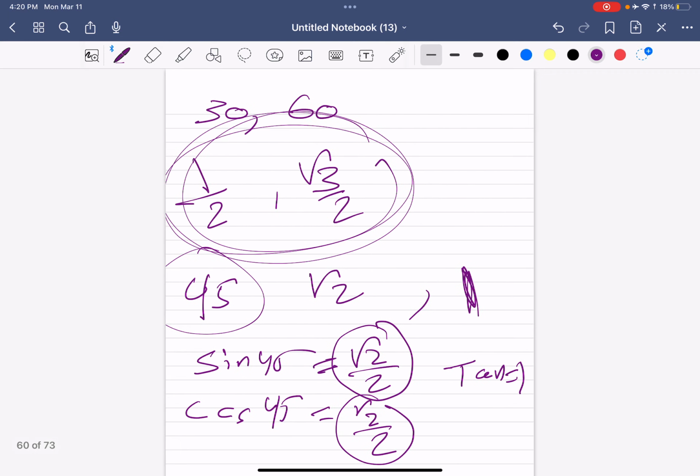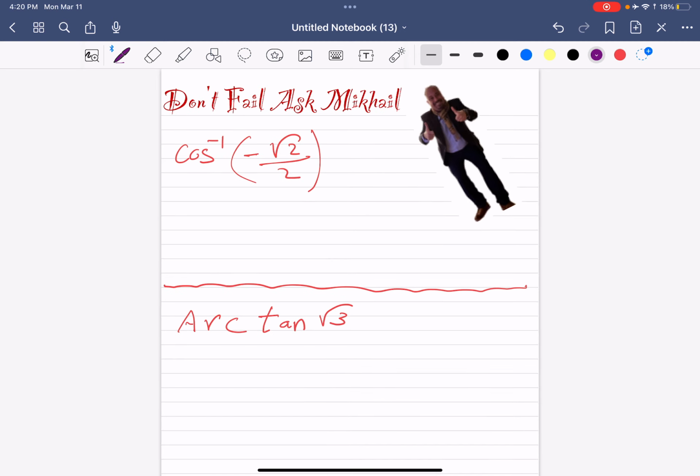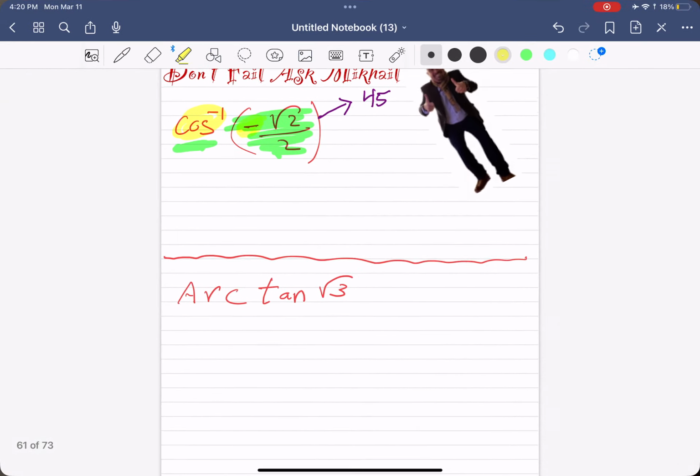One more problem. Cosine -1 radical 2 over 2. Because I'm saying radical 2 over 2, this has to do with which angle? 45. Exactly. Every time you have radical 2, that means something to do with 45. Now, because I'm saying cosine and also negative, I have to look back to the unit circle and check. Where is cosine negative?